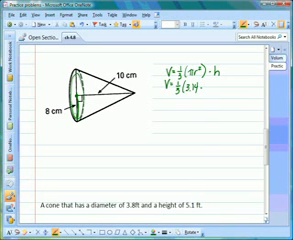So 8 divided by 2 is 4. So 4 is our radius, and then we need to square it. 4 times 4 is 16. And then we multiply times the height. We finish filling in our numbers. Okay, go ahead and punch that into your calculator. And you should get 167.4 centimeters cubed. Go ahead and make corrections, check yours over, and we've got one more of these to do.